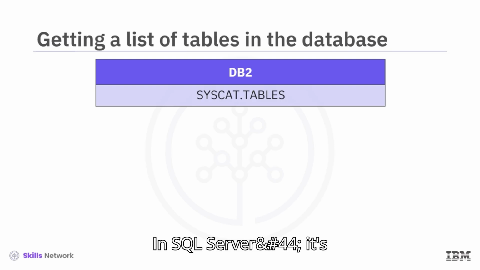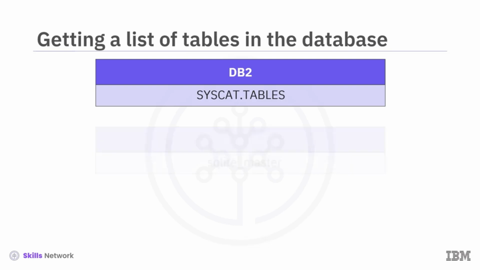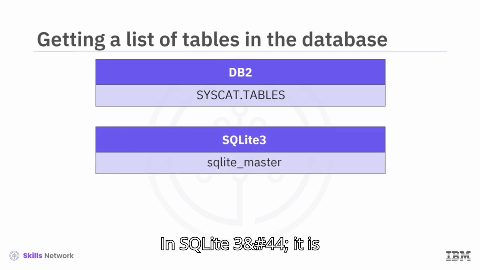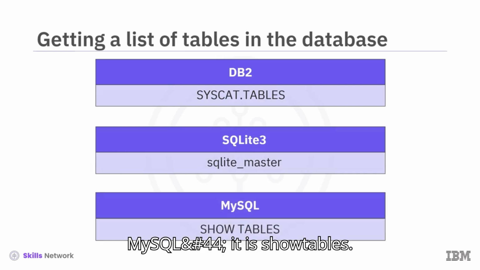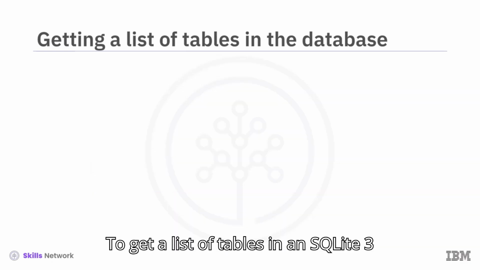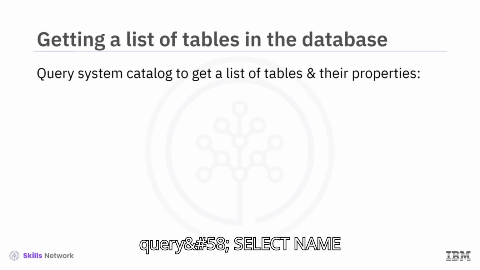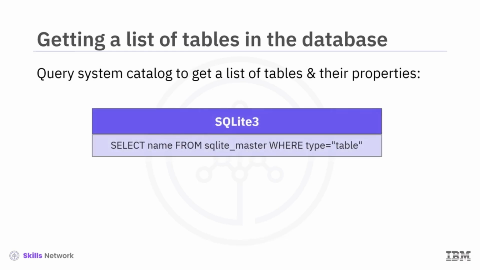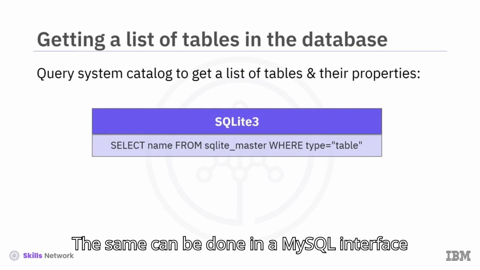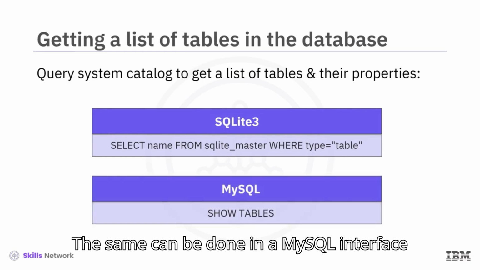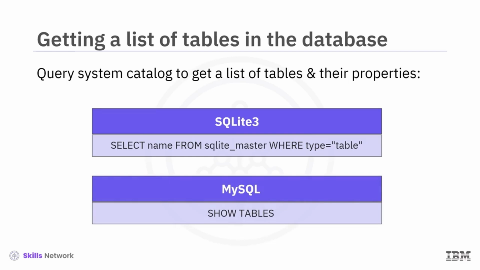In SQL Server, it's information_schema.tables. In SQLite 3, it is SQLite_master, and in MySQL, it is SHOW TABLES. To get a list of tables in an SQLite 3 database, you can run the following query: SELECT name FROM SQLite_master WHERE type = 'table'. The same can be done in a MySQL interface using the statement SHOW TABLES.